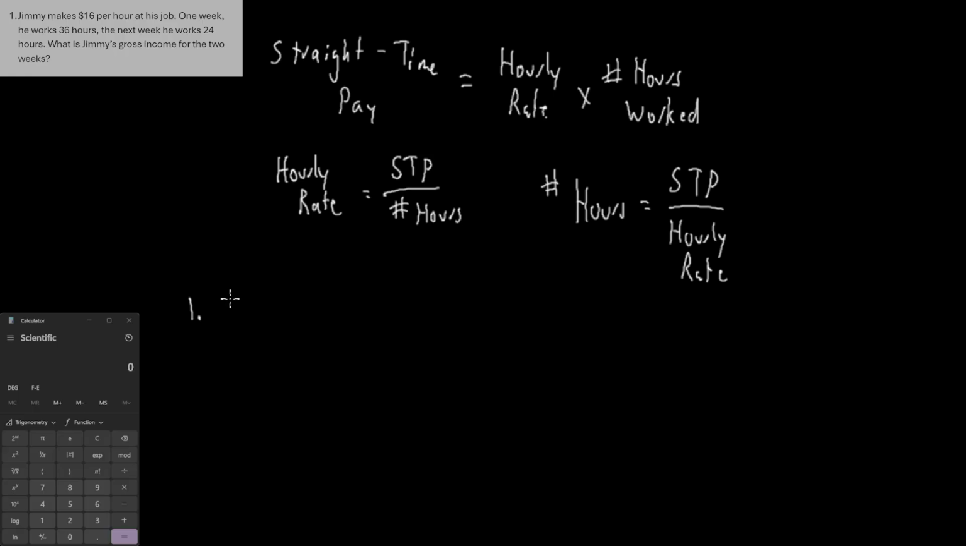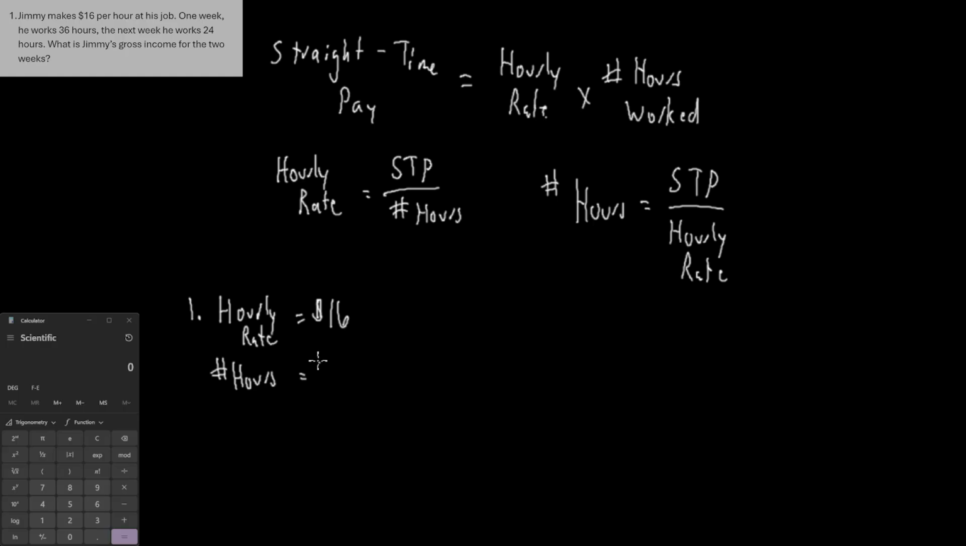All right, so now we'll go back looking at that question there. Jimmy makes $16 per hour. All right, $16 per hour. That is his hourly rate. That is 16. So it then says he works 36 hours in 1 week and 24 hours the next week. We could figure out the pay for each week and then add them together, or we could just figure out the number of hours worked for both weeks together.